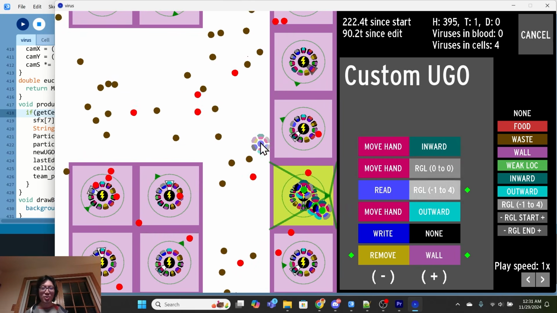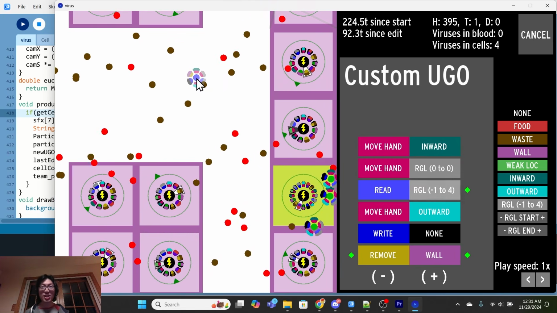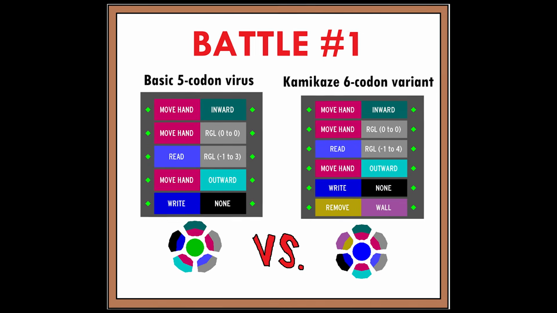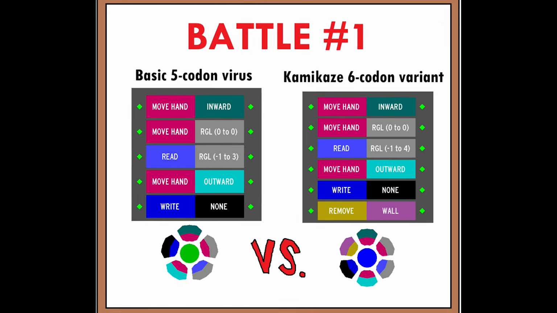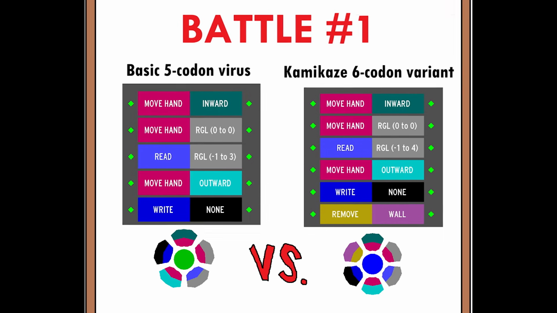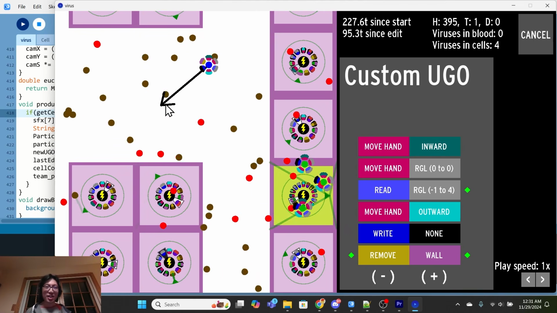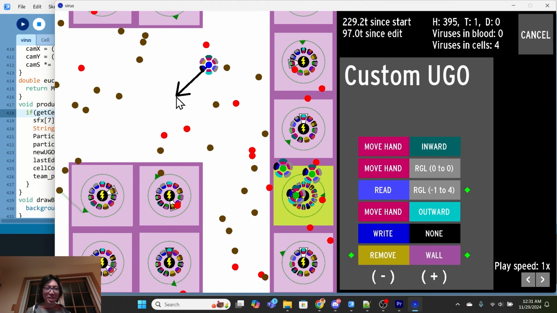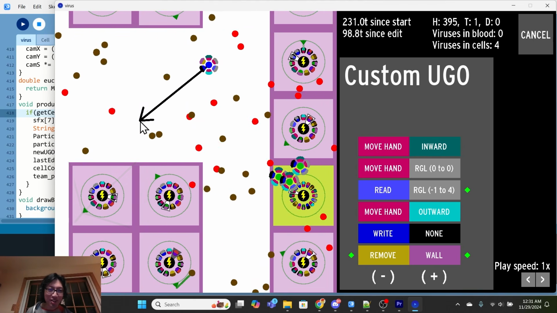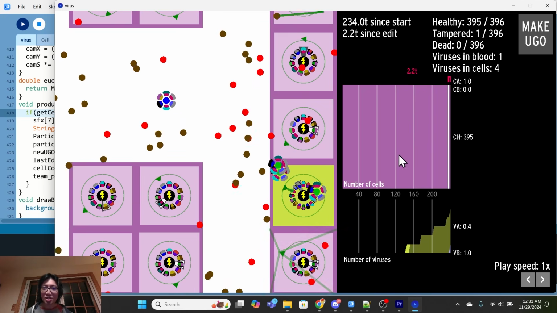Oh, the original one just produced another virus particle. So now there's 3 in there. Battle number 1. Basic 5 codon virus versus kamikaze 6 codon variant. So the original strain is green, the new one here is blue, like look at that circle in the middle. I'm going to release it in this direction.